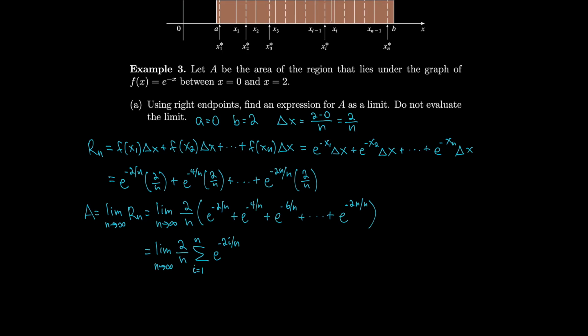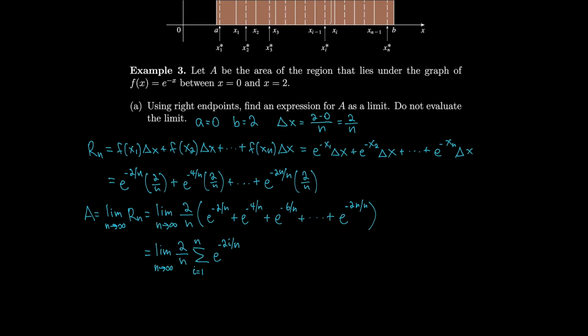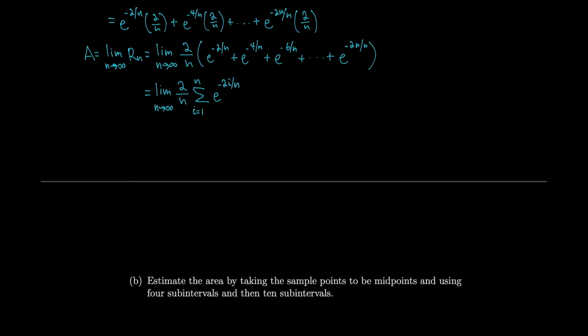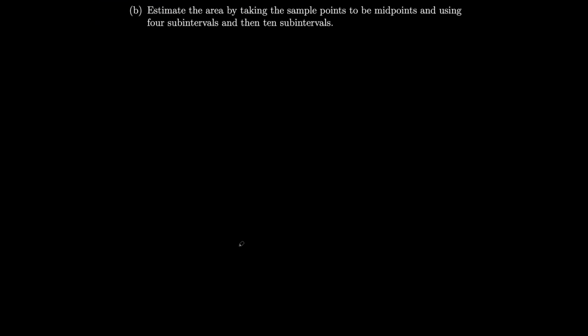This is a very hard sum to evaluate directly. But if you were to plug this into a computer algebra system, you can get it pretty quickly. Instead of trying to evaluate the limit, though, we're going to try to approximate it instead. Let's estimate the area by taking the sample points to be midpoints and using 4 subintervals and then 10 subintervals. So this means we're going to do a 4 rectangle estimate and then a 10 rectangle estimate.